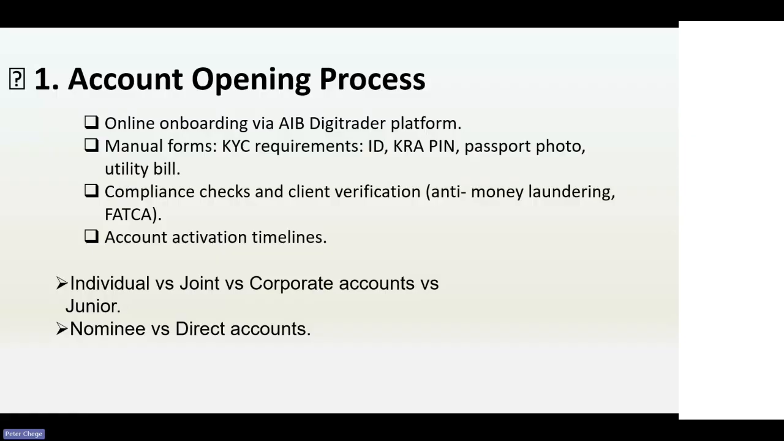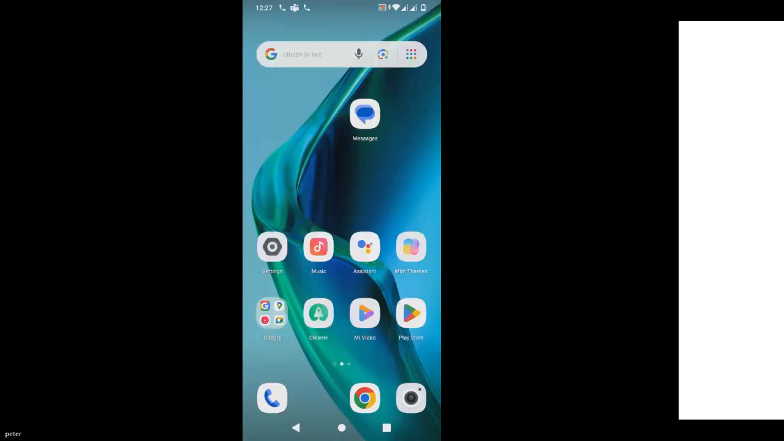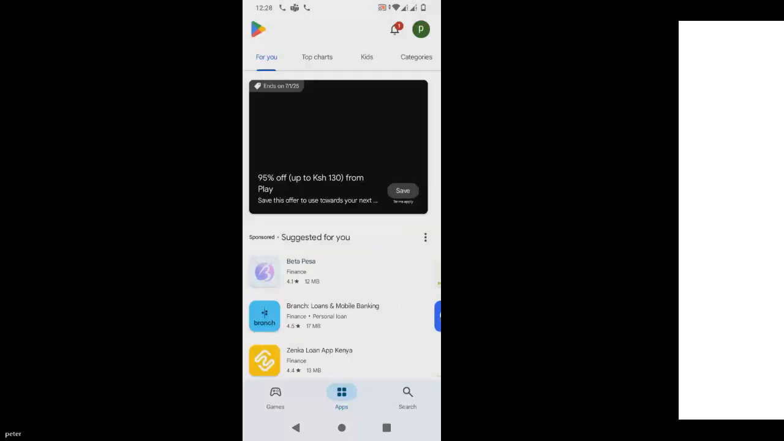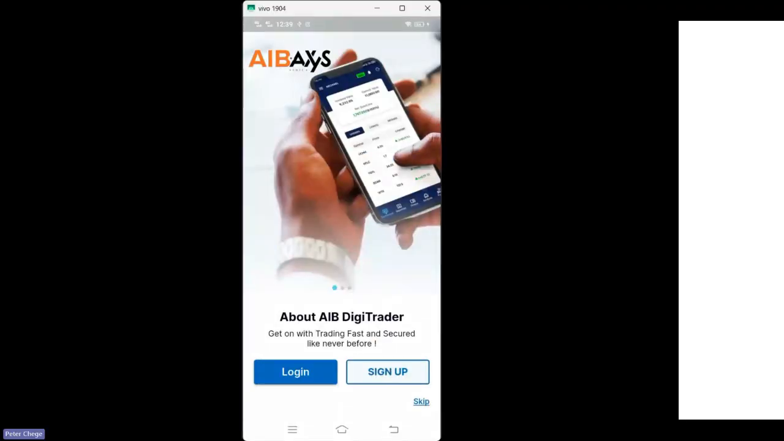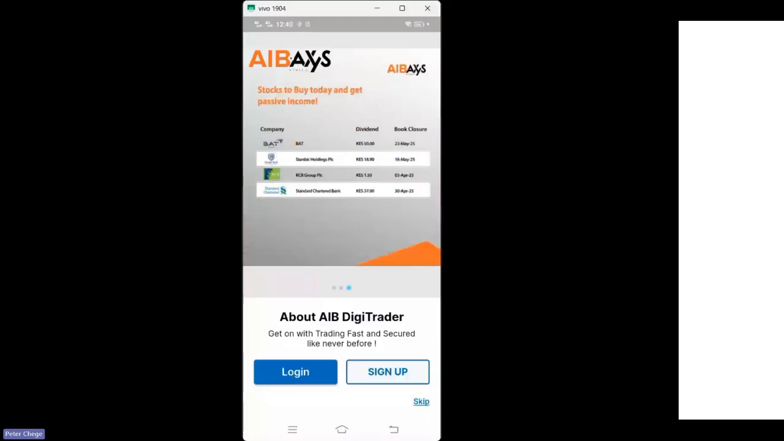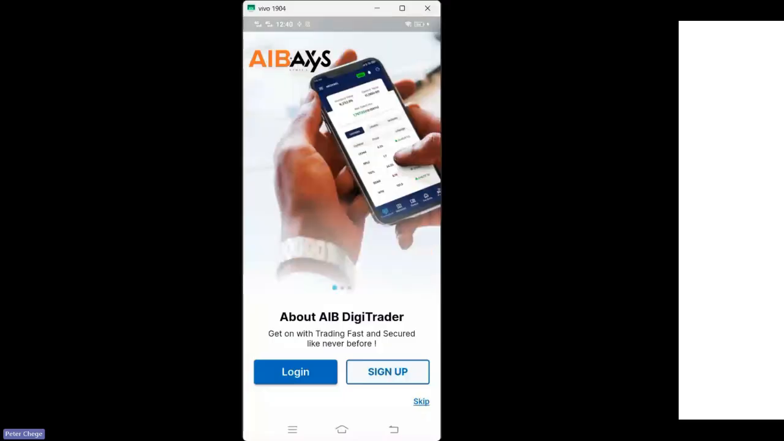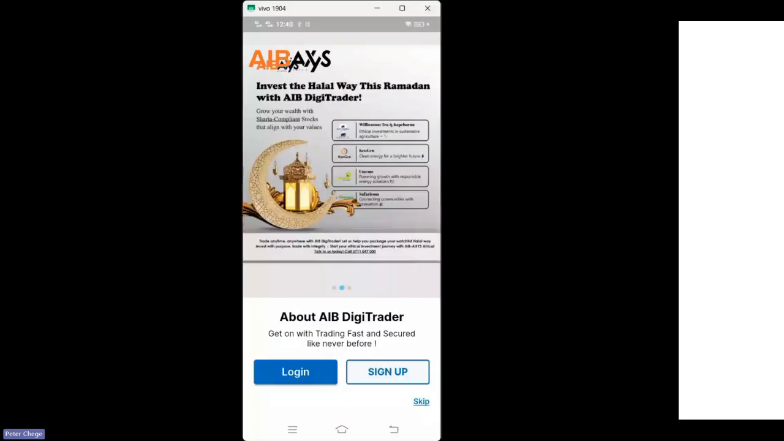Now, I want to go through the whole account opening process. So allow me to share my mobile screen. We are going through the AIB DigiTrader app. You go to Play Store, you search for AIB DigiTrader, and you download it on Play Store or App Store. When you open, this is the screen you first get. There is a screen that is scrolling up. We'll be sharing market news on that screen at the top.